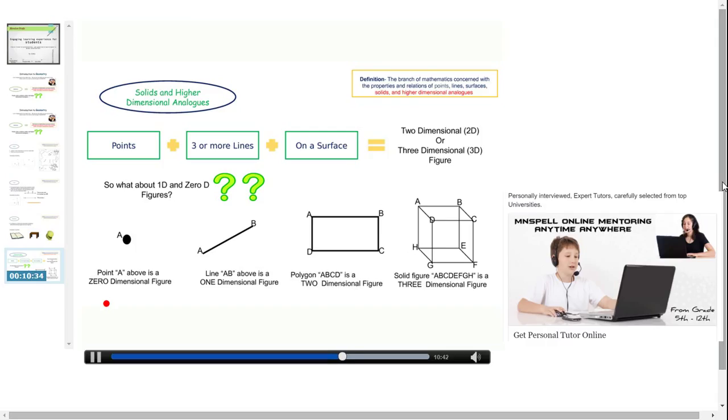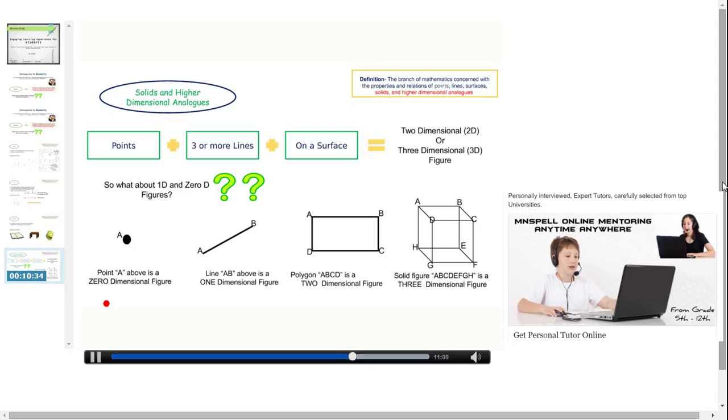The next slide is a little bit more powerful, a little bit more out there, which is solids and higher dimensional analogs. Like I said, analogs is just a fancier term. It just basically means higher dimensional figures. Now, when you have points joined together with 3 or more lines on a surface, that is when you get a 2-dimensional or a 3-dimensional figure.